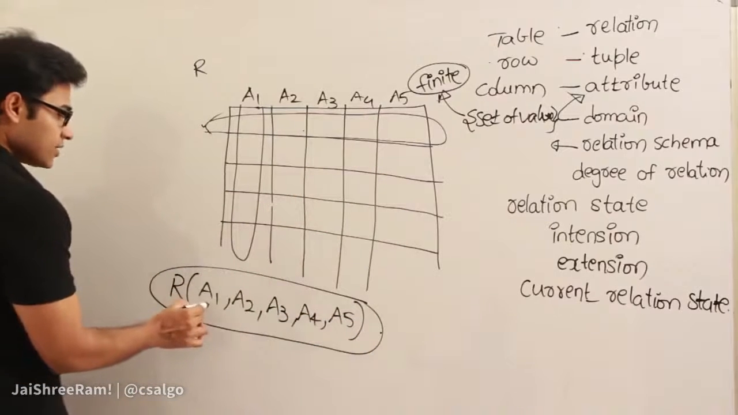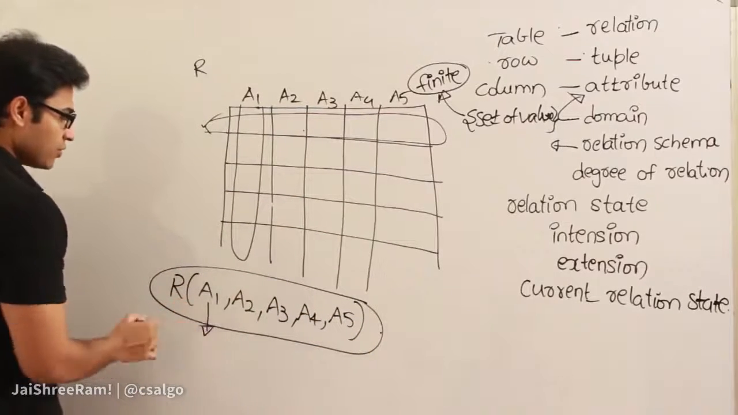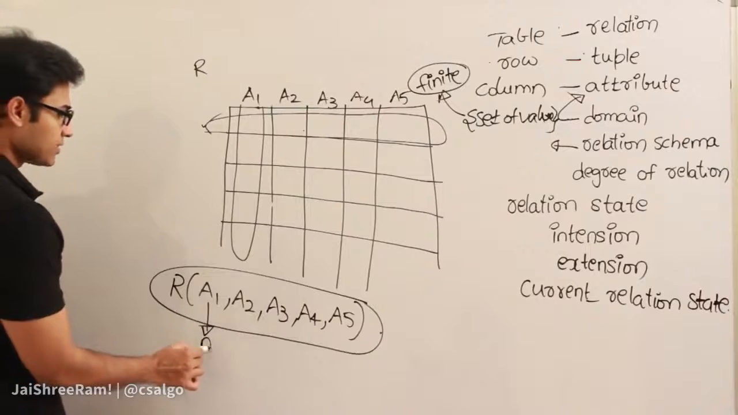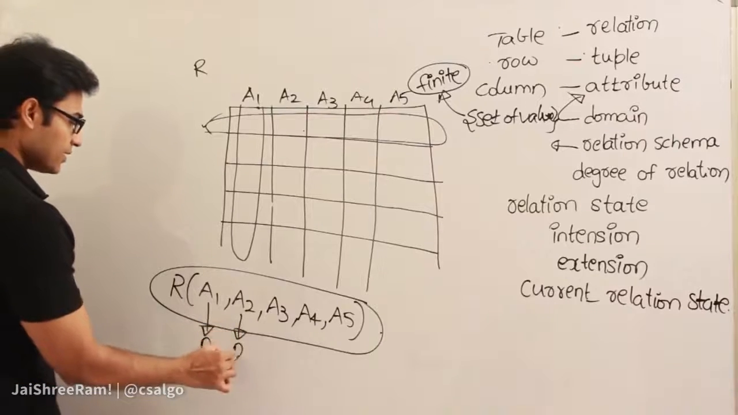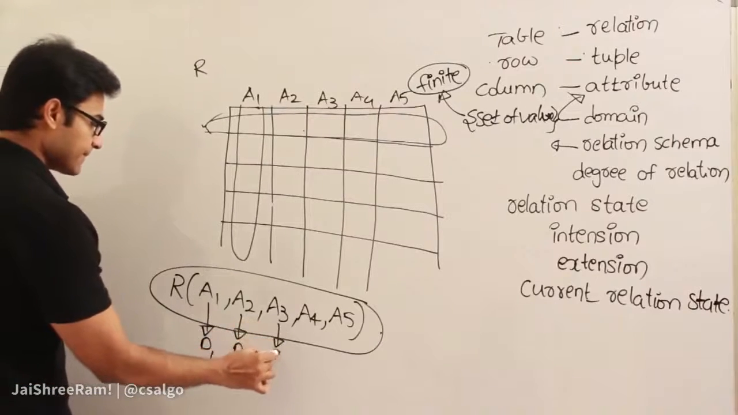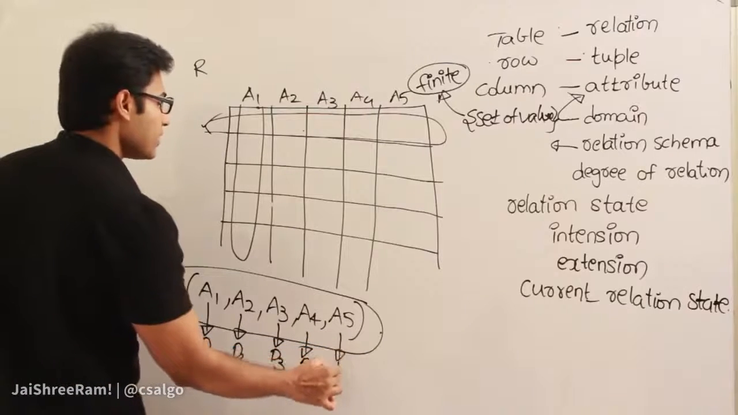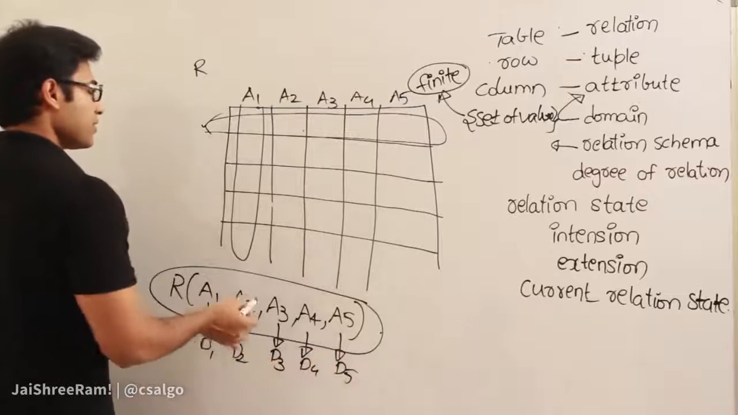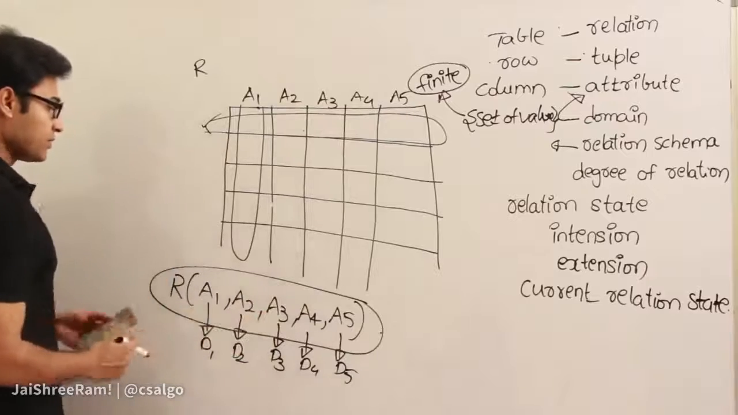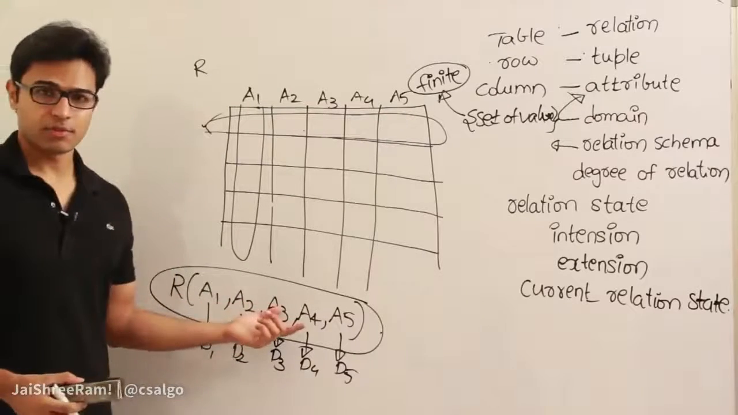And then each attribute is going to have a domain. Let us say D1, D2, D3, D4, D5. Let us say these are the domains associated with these attributes, and sometimes two or more attributes can have the same domain.